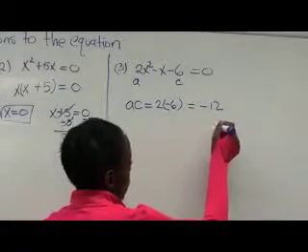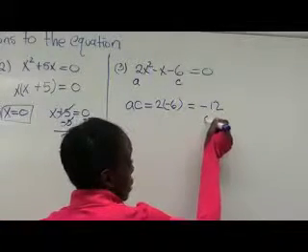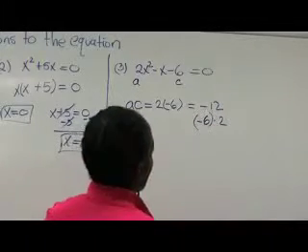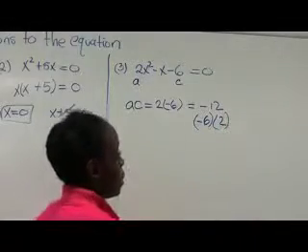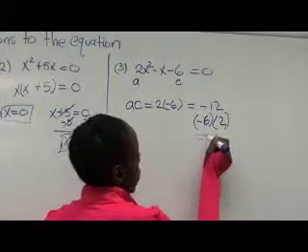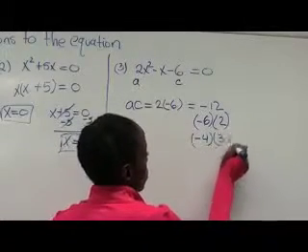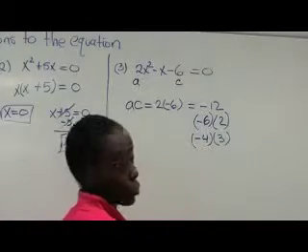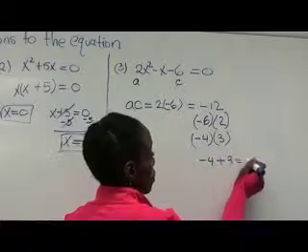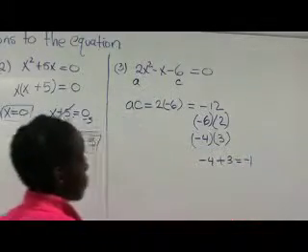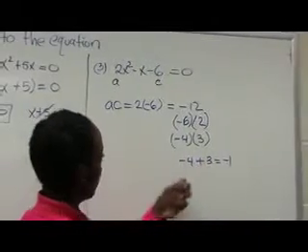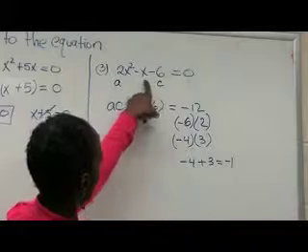So what are these factors? We have 6 times 2, we can call this negative 6 times a positive 2, but this wouldn't give us a negative 1. We also have negative 4 times 3. This pair will give us a negative 1. So we have negative 4 plus 3 is equal to negative 1, and that's what we're looking for. So what we're going to do is replace these two factors inside of this equation.